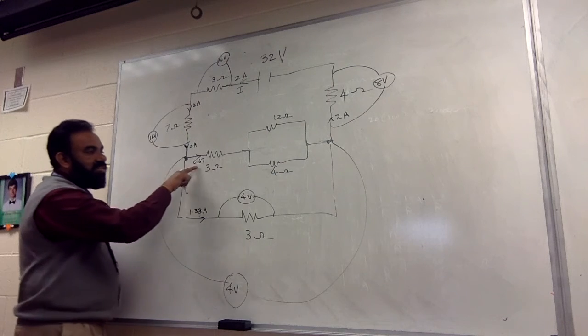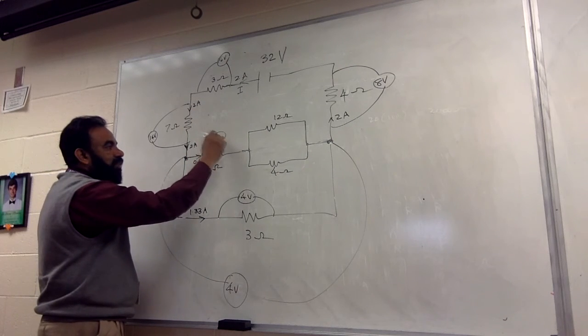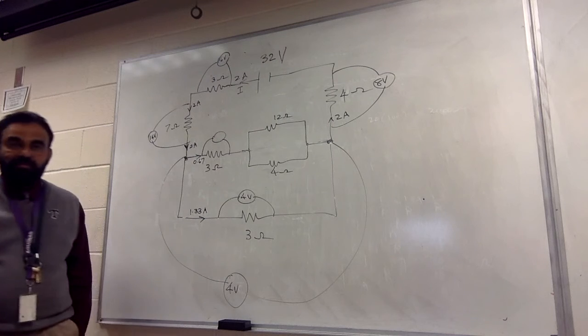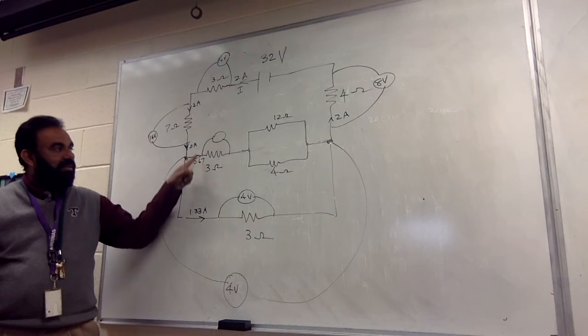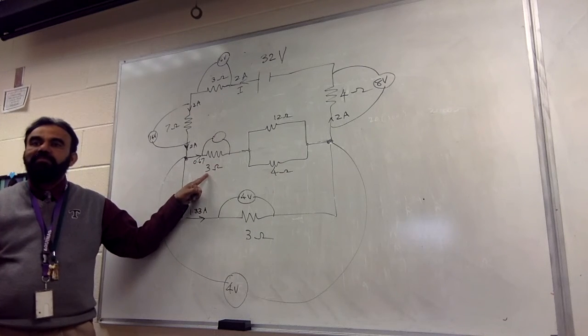So if 0.67 is running this way, how many volts will be dropped here if I put a voltmeter there? How many volts across here? Only across this.